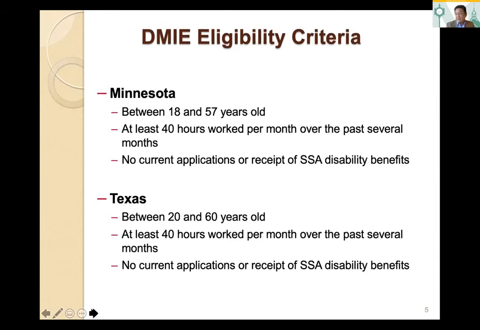Both populations in Minnesota and Texas included working age adults. So there's a little bit of a difference. Minnesota's range was 18 to 57 year old adults. And for Texas, it was 20 to 60 year olds. Both populations had a similar eligibility inclusion criterion of work in the prior month. And the other requirement was there could be no active applications of SSA disability benefits at the time of recruitment.